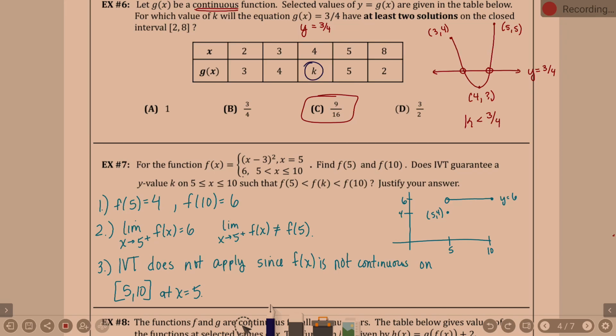And so what happens when you look at this? When x is 5, we came up with that it's 4. So that's the point 5, 4. Over here, on the interval from 5 to 10, f of x equals 6. Well, that's like y equals 6, which is a horizontal line. So here's my graph. There's y equals 6. There's the removed point.